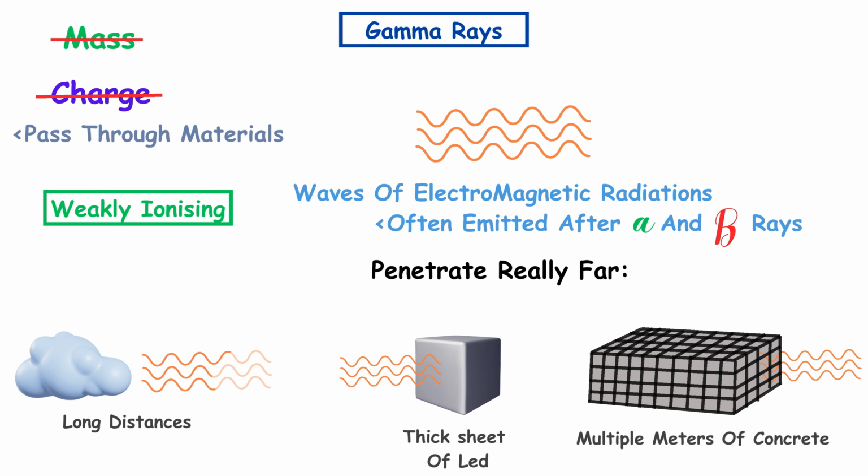Gamma rays, on the other hand, aren't particles at all. They're waves of electromagnetic radiation, like light, and are often emitted after alpha or beta radiation as the nucleus gets rid of excess energy. Since gamma rays have no mass or charge, they pass through materials easily and are only weakly ionizing. They can travel long distances through air and require thick sheets of lead or several meters of concrete to stop them.